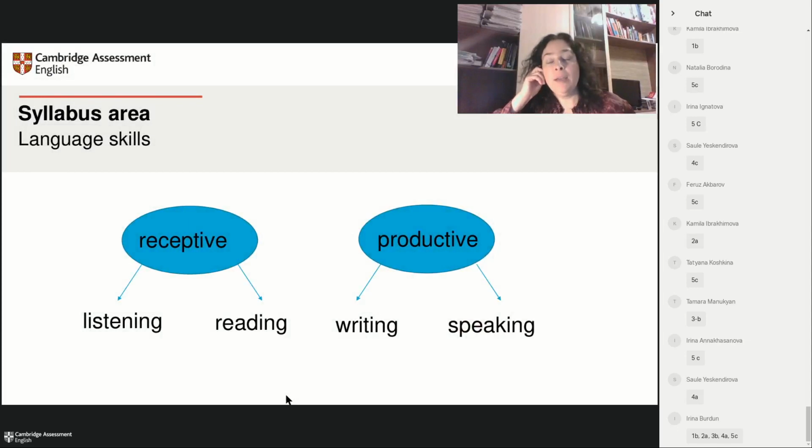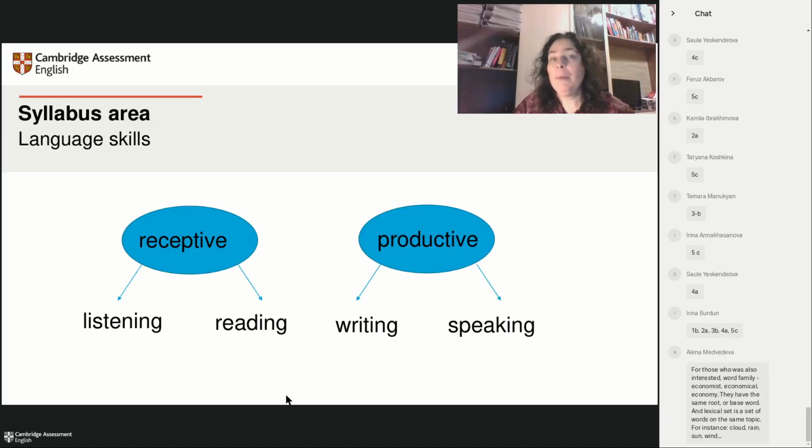Okay, now another area that I haven't mentioned yet much is skills. In this section, you focus mainly on the sub-skills that we want to develop to help our students become better at either receptive or productive skills.